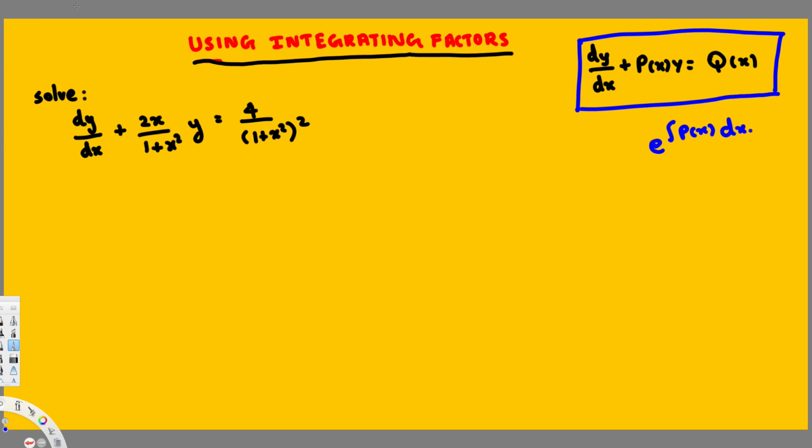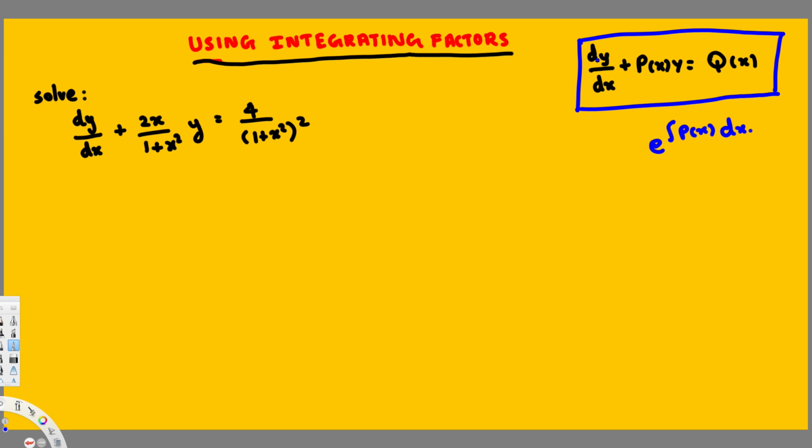In this video we are going to see how to solve a first order linear differential equation. First of all we have to know the standard form of a first order differential equation, that is dy over dx plus p of x times y is equal to q of x. P of x is a function that contains x values and q of x is also a function that contains x values.